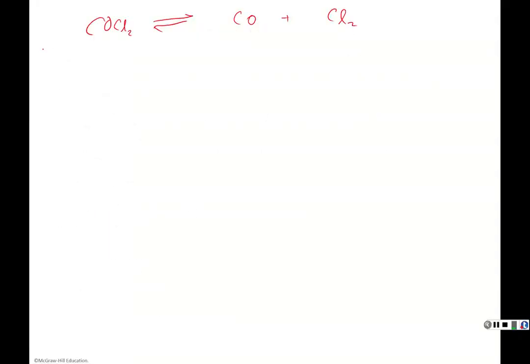So initially, we're going to have 5 moles divided by 10 liters, which would just be 0.5 molar. And we don't have any products to start. Okay, our change now would be minus x and plus x for both. That's how we would normally write those.